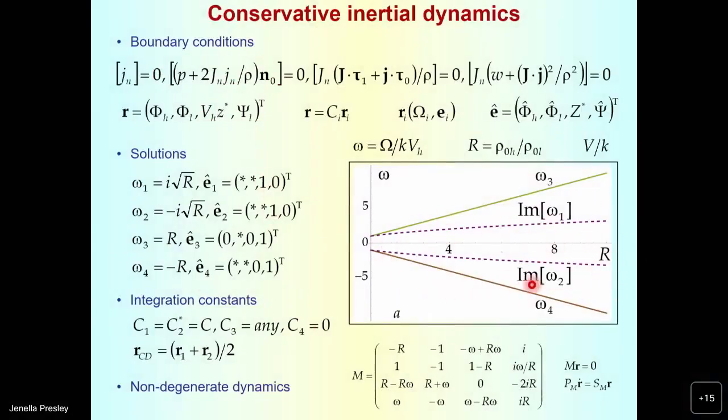The complex, the imaginary part is presented here. It goes with the square root of the density ratio, and R here is the density ratio. And there are two other solutions. One of them is very unstable, and the other one is stable.